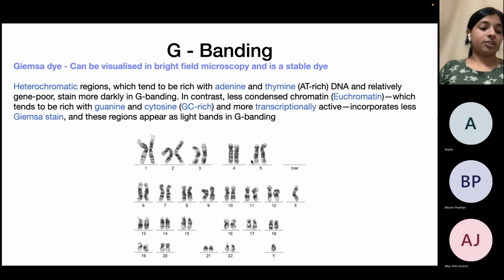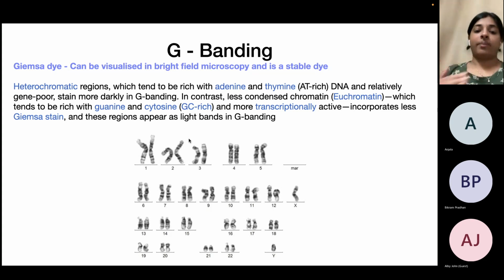So as an alternative, researchers developed this G banding technique in which the Giemsa dye is used. Here, the cells can be visualized by a normal bright field microscope itself, and it is stable and can be visualized over a long period of time. This also has a very similar principle. The heterochromatic regions that are rich with A and T are stained, and the ones that are euchromatin, which is rich in G and C, are not stained as brightly as that with A and T.